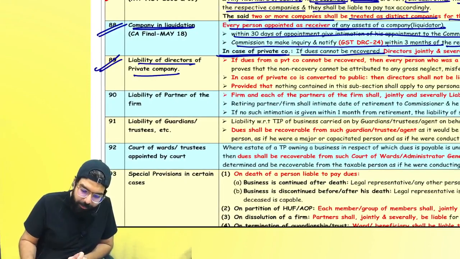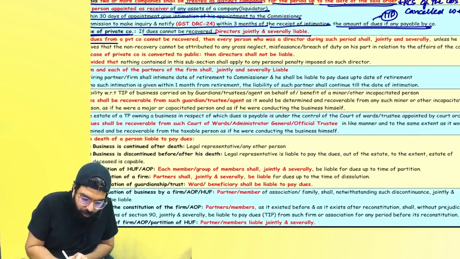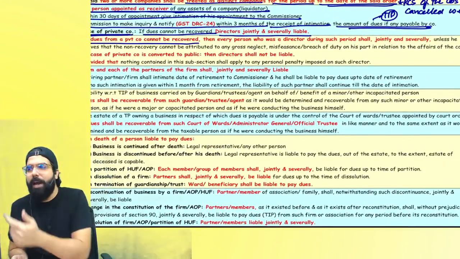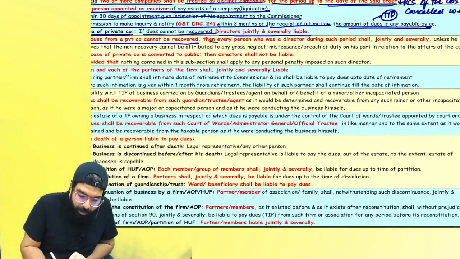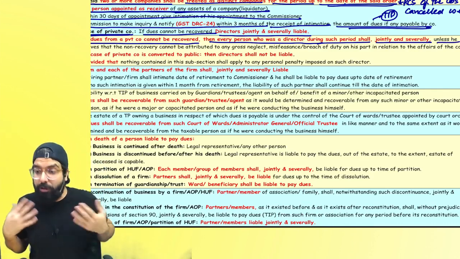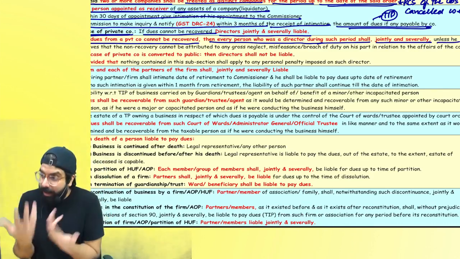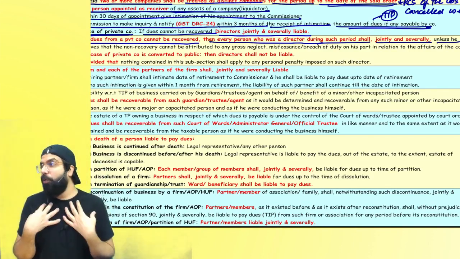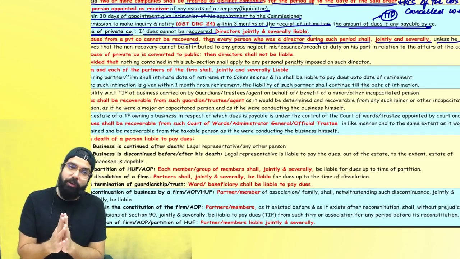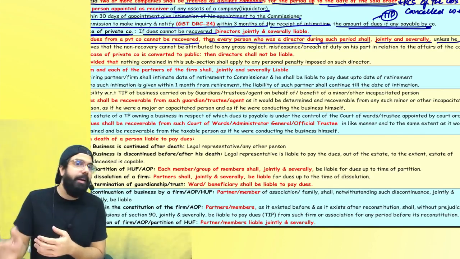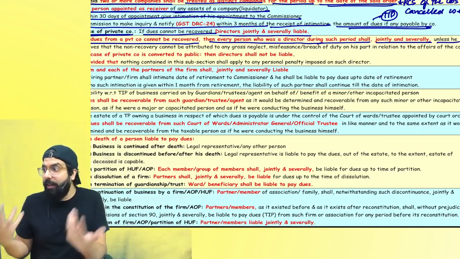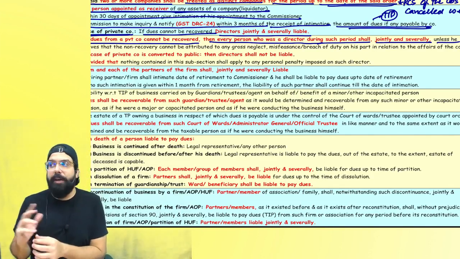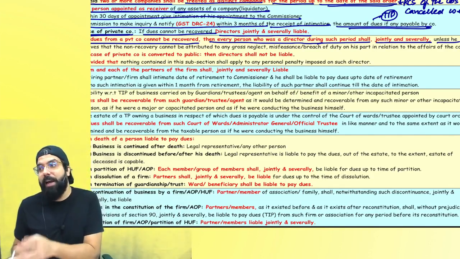Liability of the directors of a private company. Tell me one thing. If dues could not be recovered from a private company, who will be liable? Director. Whoever was a director during such period shall be jointly and severally liable unless the director proves, sir, I was not there in the country, and the dues cannot be attributed to my default. If you prove that, then it is okay. Otherwise, every director shall be liable after the company.